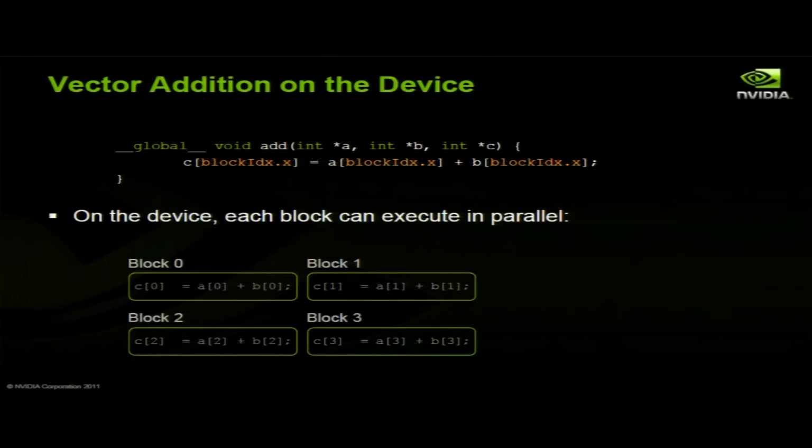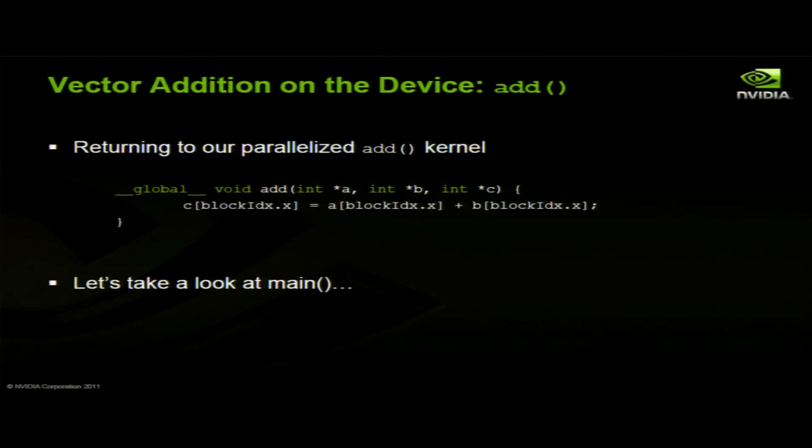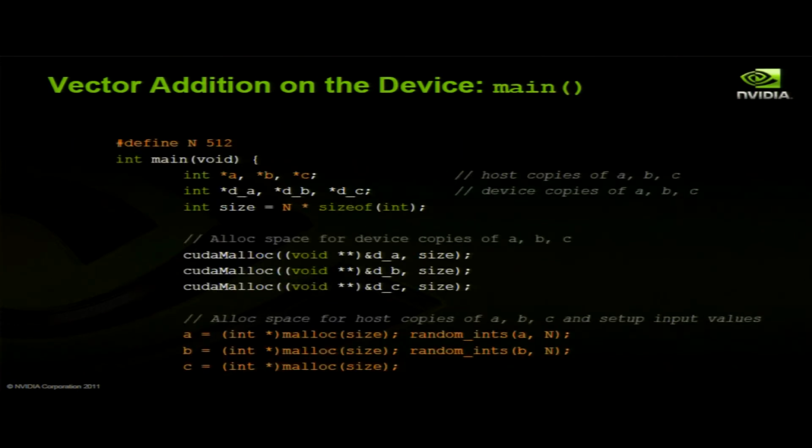So, every block will get its own index. What it means is, if I was launching 4 blocks, every block will work on different elements in parallel. Okay? So, that's what it does. So, let's look at our main function now. In this example, I have defined n as 512. So, we are going to work on 512 elements.